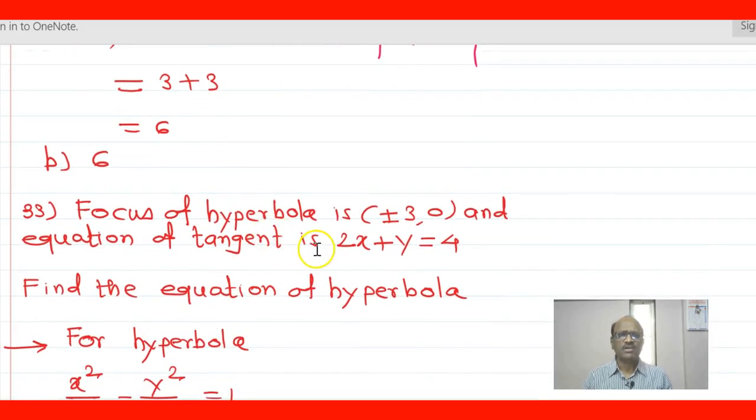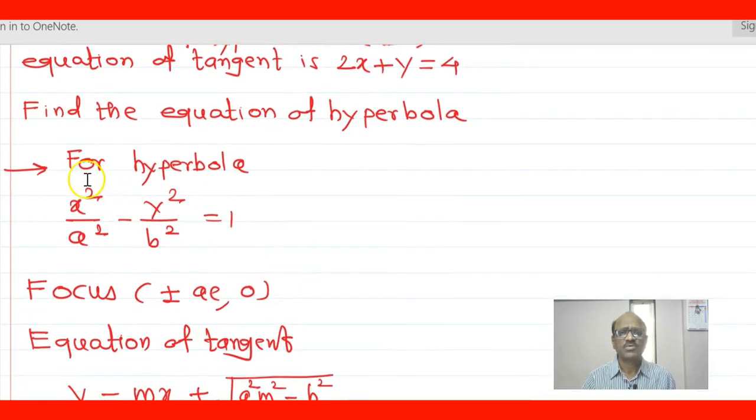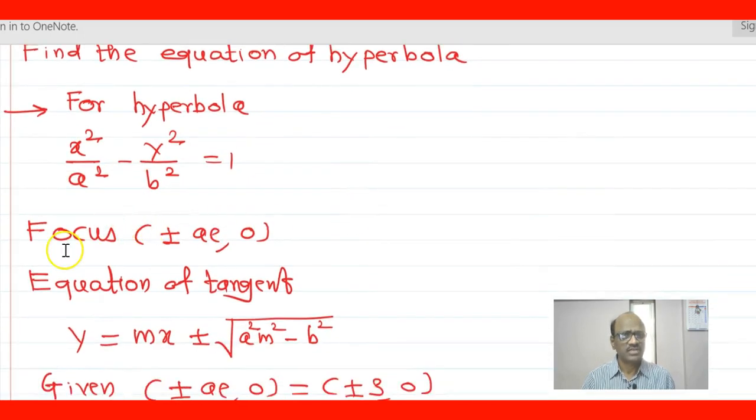Focus of the hyperbola is plus or minus 3, 0, and the equation of the tangent is 2x plus y is equals to 4. Find the equation of the hyperbola. Now we have been given the focus of the hyperbola, and the focus is always treated as plus or minus ae, 0. Now for the hyperbola, x square upon a square minus y square upon b square is equals to 1. Its focus is plus or minus ae, 0.